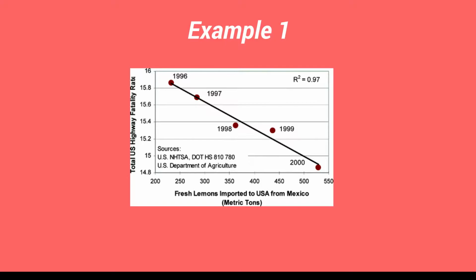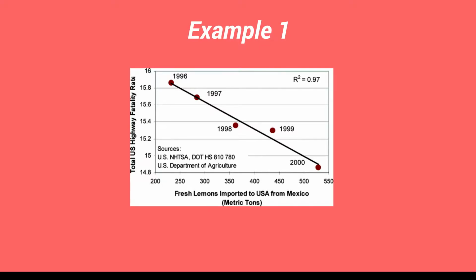Here is an example of a negative correlation between two variables. On the x-axis, we have the independent variable, which is number of fresh lemons imported, and on the y-axis, we have the total U.S. highway fatality rate.